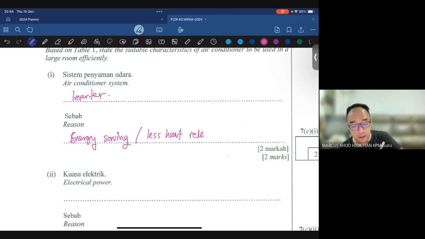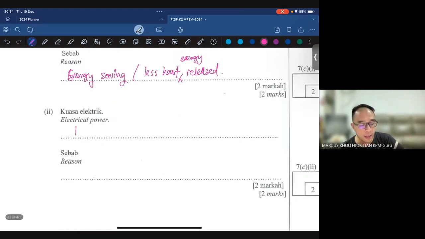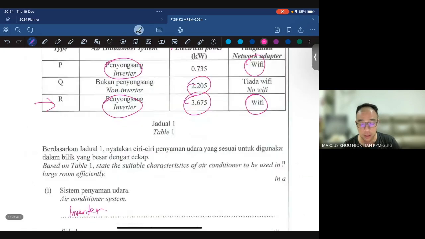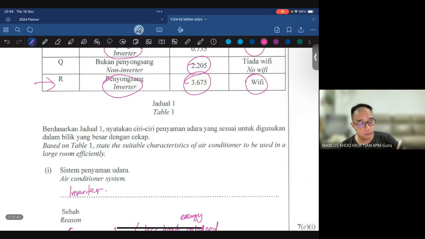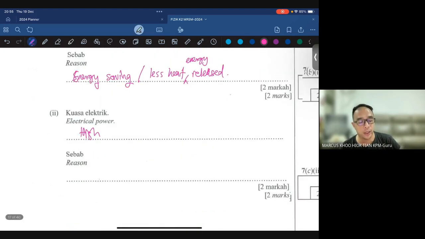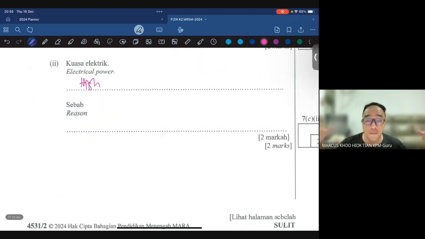This is also a good answer. Sorry, less heat energy release. Kurang pembebasan haba. High electrical power, because we can't help it, we need more cooling effect. So what's the purpose of this? To cool a large room efficiently. So we want high electrical power because it's a big room.